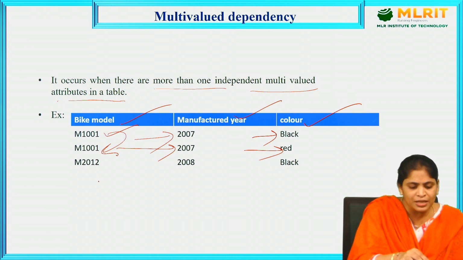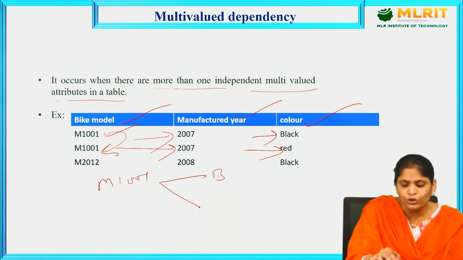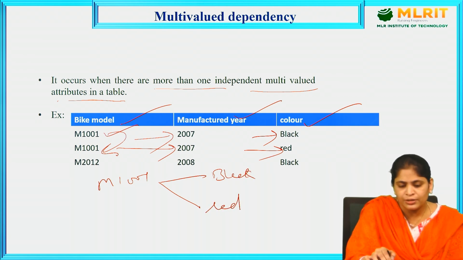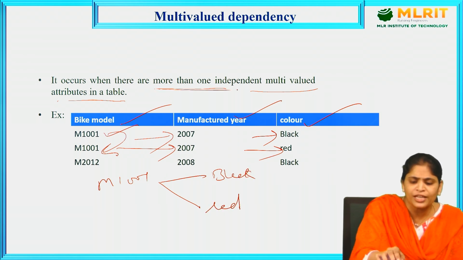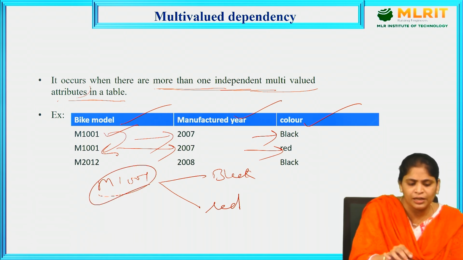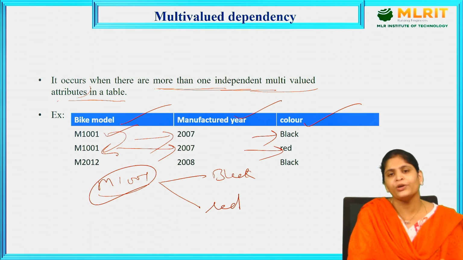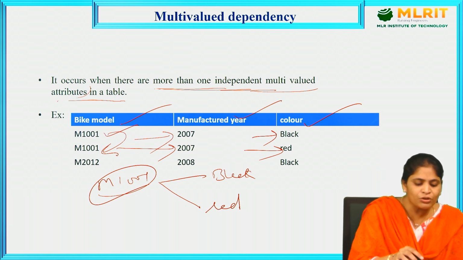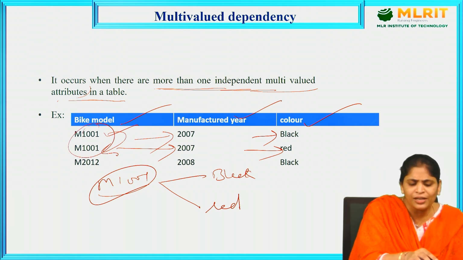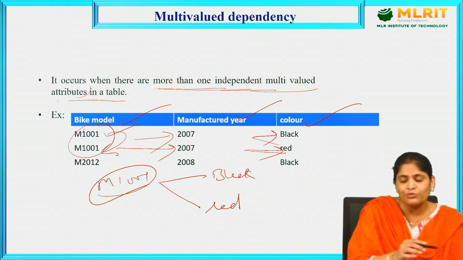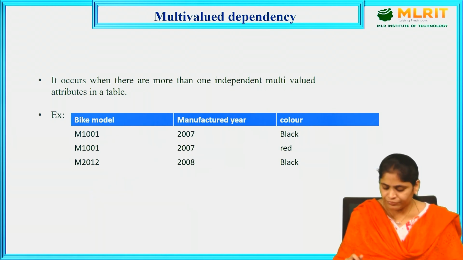That means the same model can have two independent values. When there are more than one independent multivalued attributes for a particular attribute, then it is called multivalued dependency. So here the same model can have two different values. This comes under multivalued dependency.